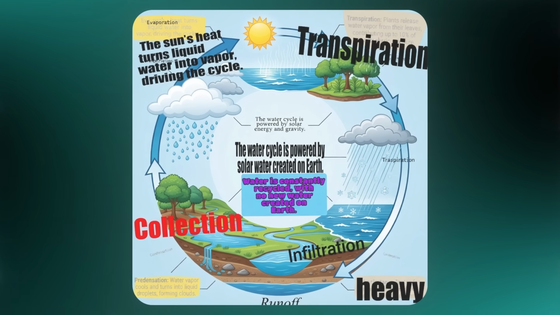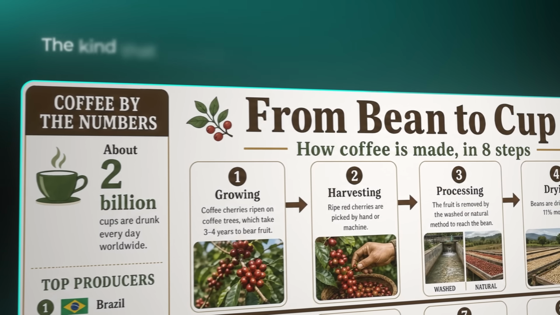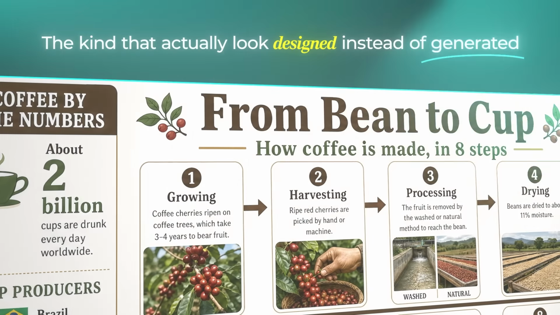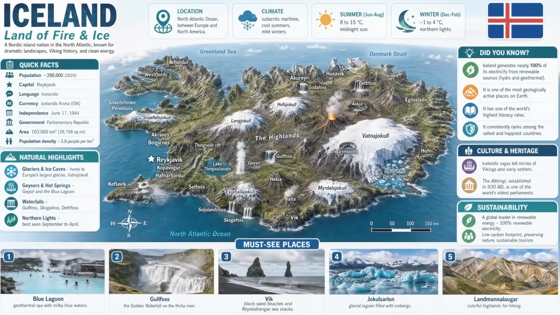If you've ever tried making infographics with AI, you know how frustrating it can be. The text never comes out right, and the whole thing looks generic. But I found the best workflow for making clean, high-quality infographics, the kind that actually look designed instead of generated. So in this video, I'll show you how to make 4 completely different styles, and every one of them comes out looking professional.